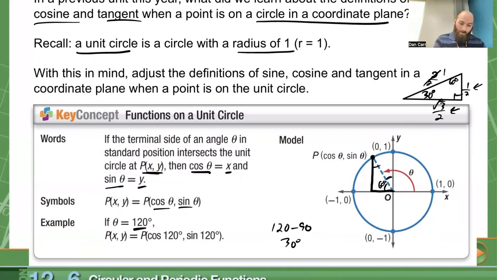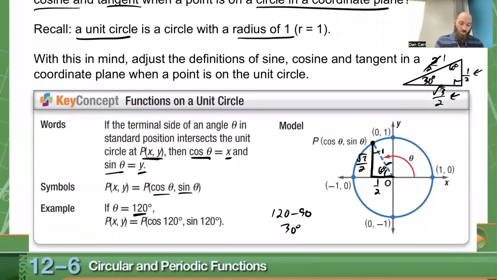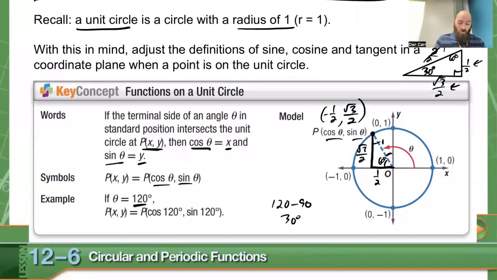Now, when I do that, that means across from the 60 is root 3 over 2, and across from the 30 is 1 over 2. And then my radius stays at 1. Since this is a point here, I can actually say what that point is. It is negative 1/2 and then a positive root 3 over 2. So if I said, what is the cosine of theta, or cosine of 120, the cosine of 120 is just negative 1 over 2.